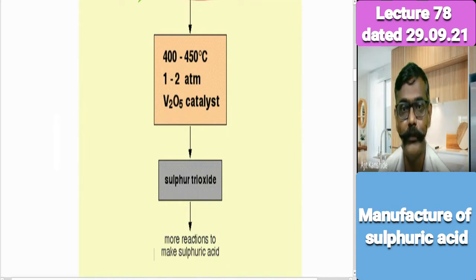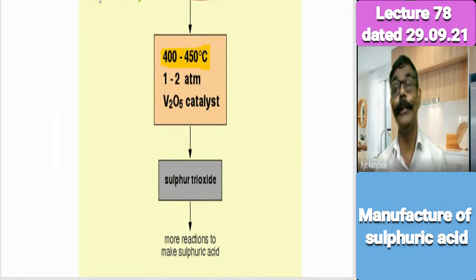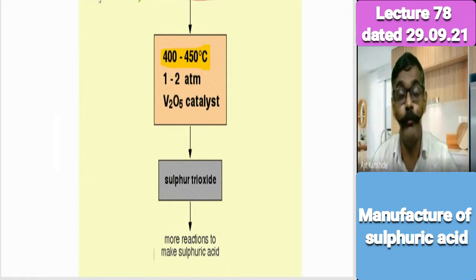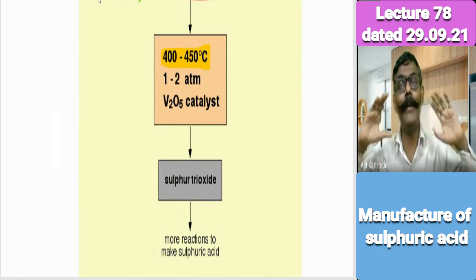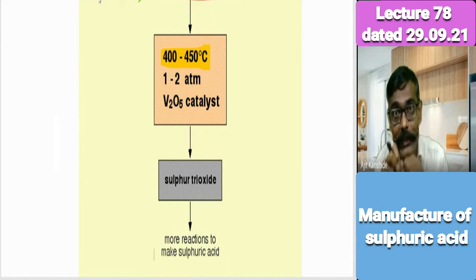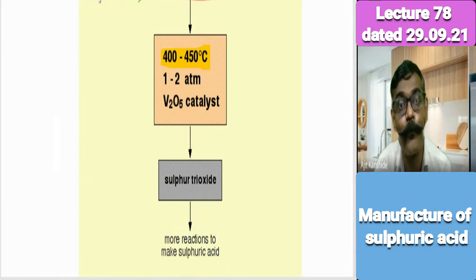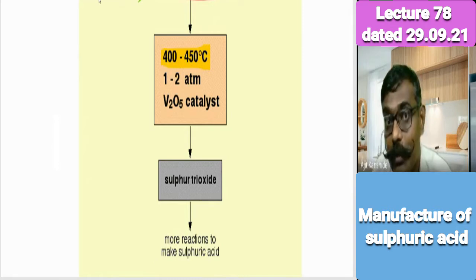Okay. Now see the second condition. The reaction is performed at which temperature? 400 to 450 degrees Celsius. Last time we discussed that if a reaction is exothermic, meaning heat is evolved during the course of the reaction, and by any means the surroundings absorb the heat, then the reaction will proceed in the forward direction. Product formation will be there.